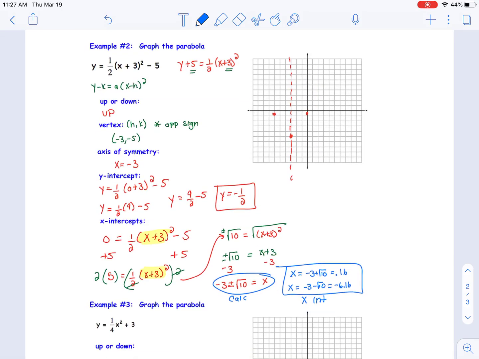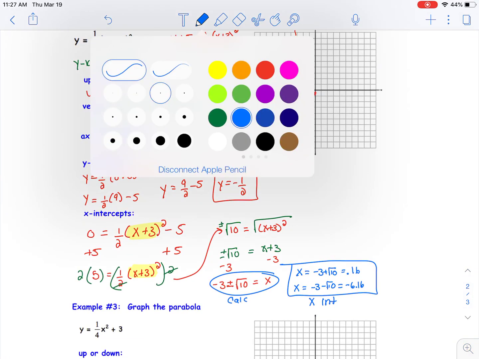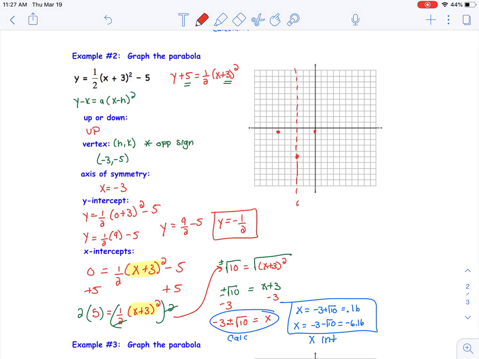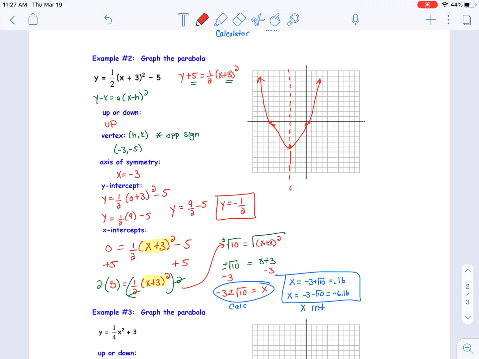So I need to go ahead and plot those. So I'm at 0.16, that's going to be over here, and -6.16 will be over here. And so my parabola is going to open like that. That wasn't a very good parabola, but we'll just go with it.